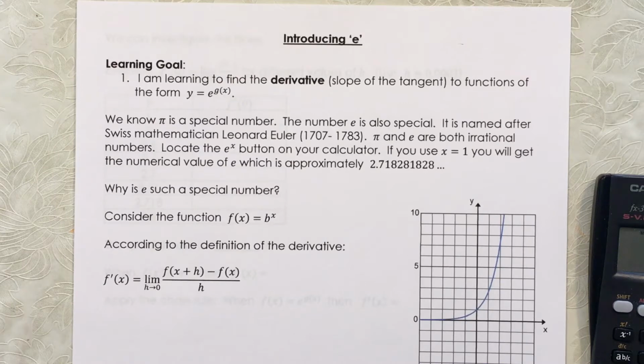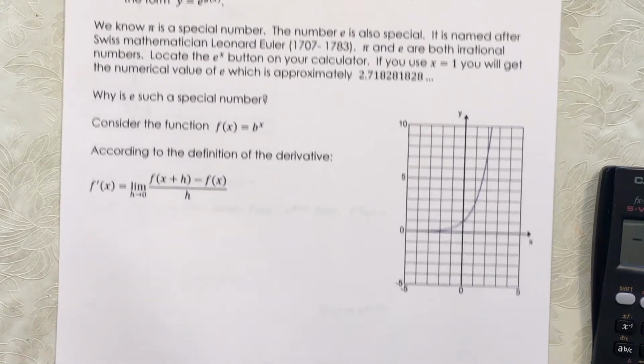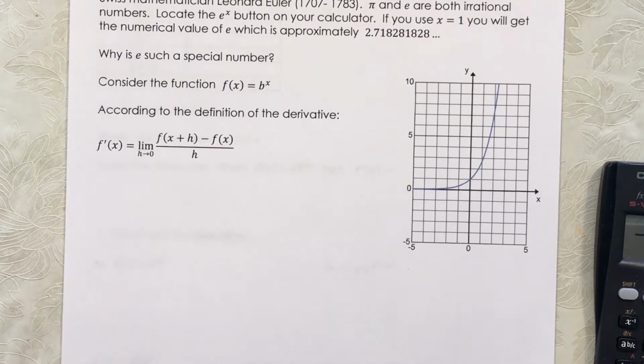Why is e such a special number? So consider the function f at x equals some base b, so that's a number, could be any number, to the power of x. According to the definition of the derivative, so we're going right back to first principles, the first principles formula for finding the derivative of a function. The first principles formula is that f prime at x is equal to the limit as h approaches 0 of f at x plus h minus f at x over h.